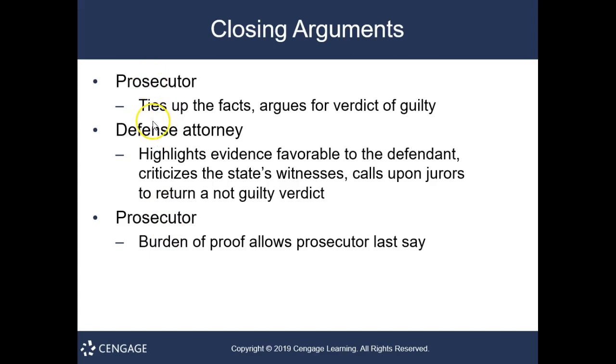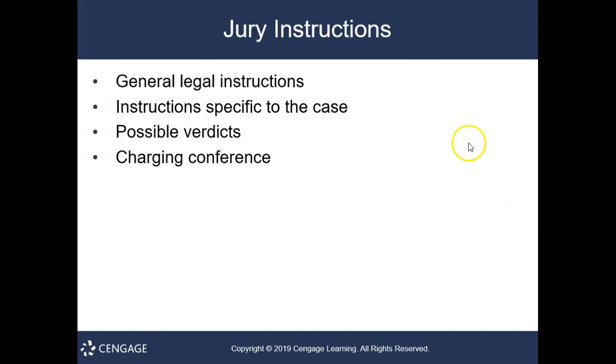So it's the prosecutor, the defense attorney, prosecutor. The prosecutor gets the last word because they have the burden of proof, and they get to essentially rebut the defense case that has been argued. Okay, so they put on their own argument, the defense puts on its argument, and the prosecutor can rebut the argument of the defense. Then there are jury instructions.